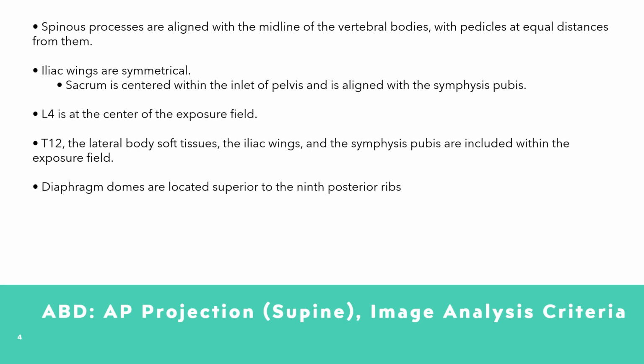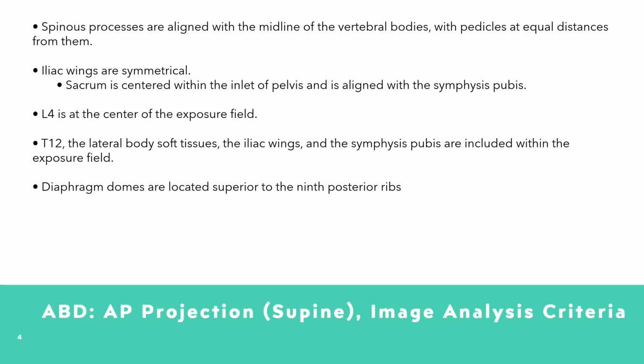AP projection supine, aka KUB, abdomen image analysis criteria. Spinous processes are aligned with the midline of the vertebral bodies with the pedicles at equal distance from them. Iliac wings are symmetrical. The sacrum is centered within the inlet of the pelvis and is aligned with the symphysis pubis. L4 is at the center of the exposure field.